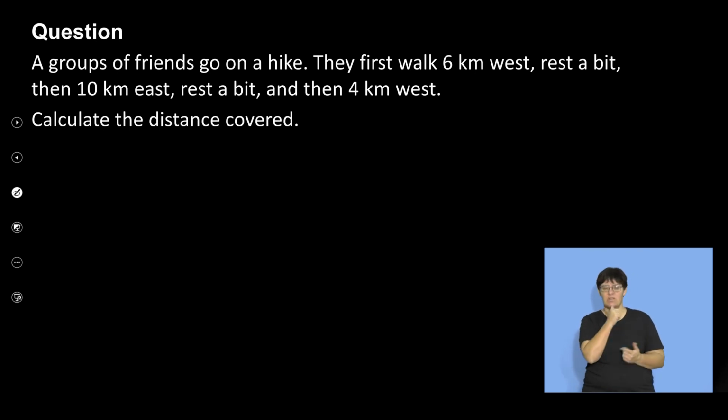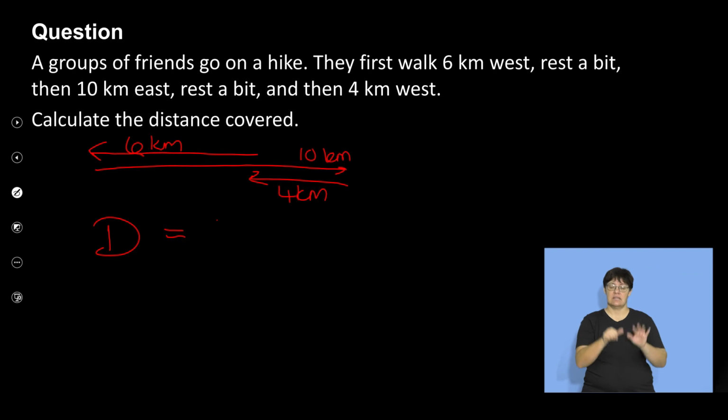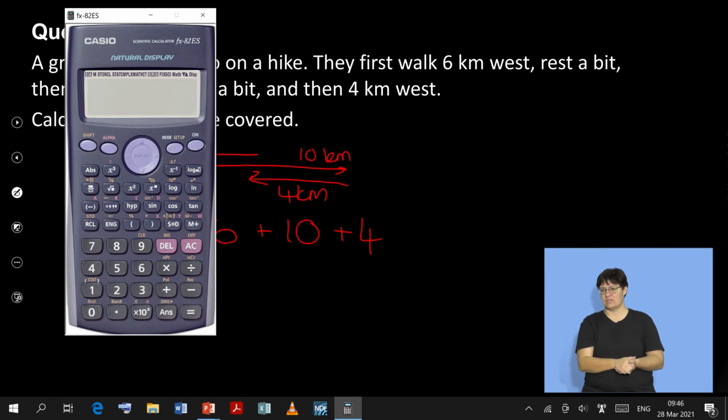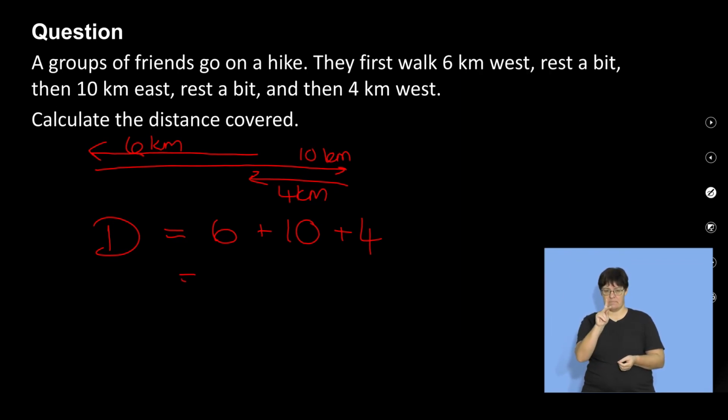Distance, I don't care. So they've gone west, let's make west that way. So they went 6 kilometers. Then they went 10 kilometers. And then they went 4 kilometers. Okay? And we can hopefully all do this, but they want distance. Distance means I'm going to go 6 plus 10 plus 4. Okay? We like questions like this because this is nice, easy maths for us. If you need to use your calculator, then let's do that. So let's put it over here quickly. So we've got 6 plus 10 plus 4, and we get 20 kilometers.